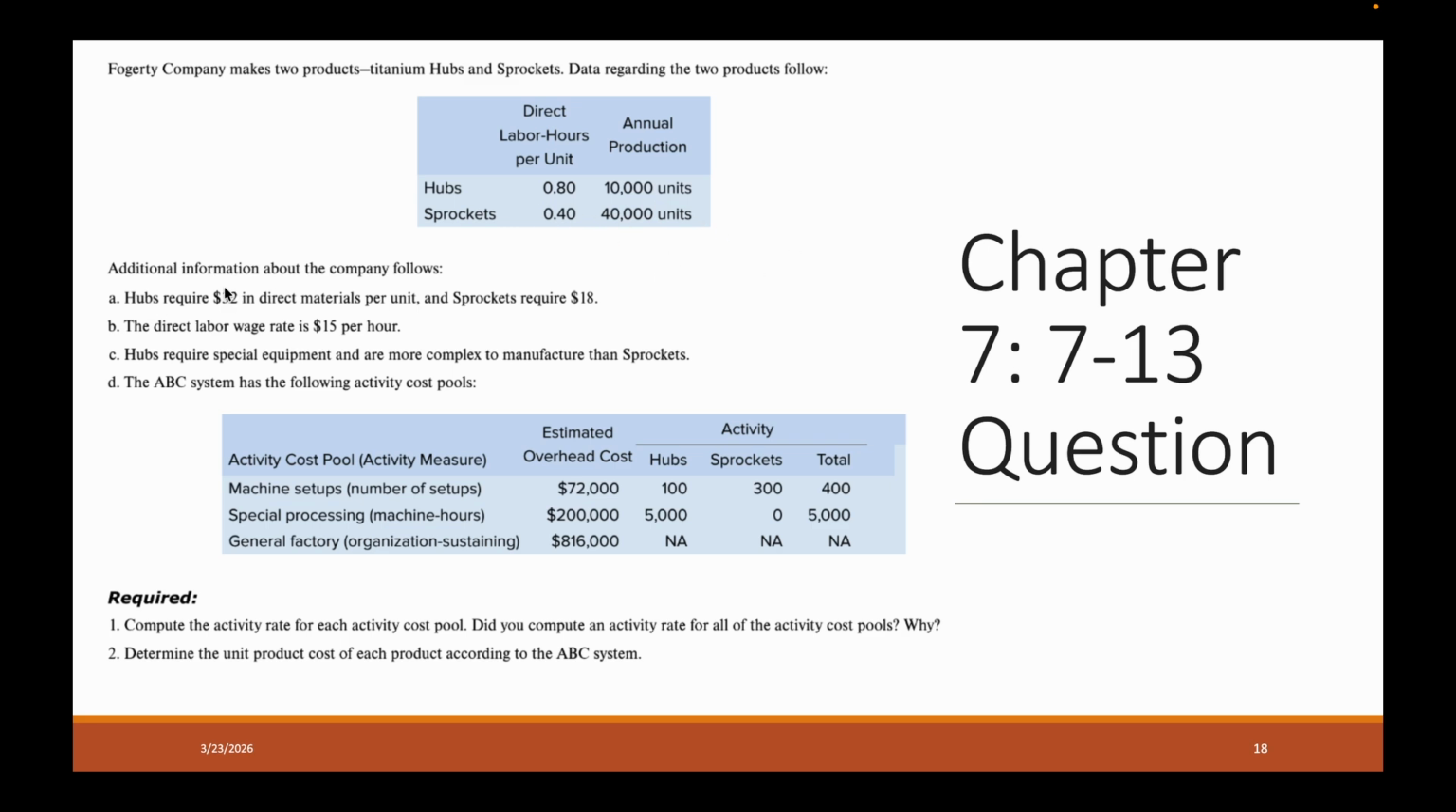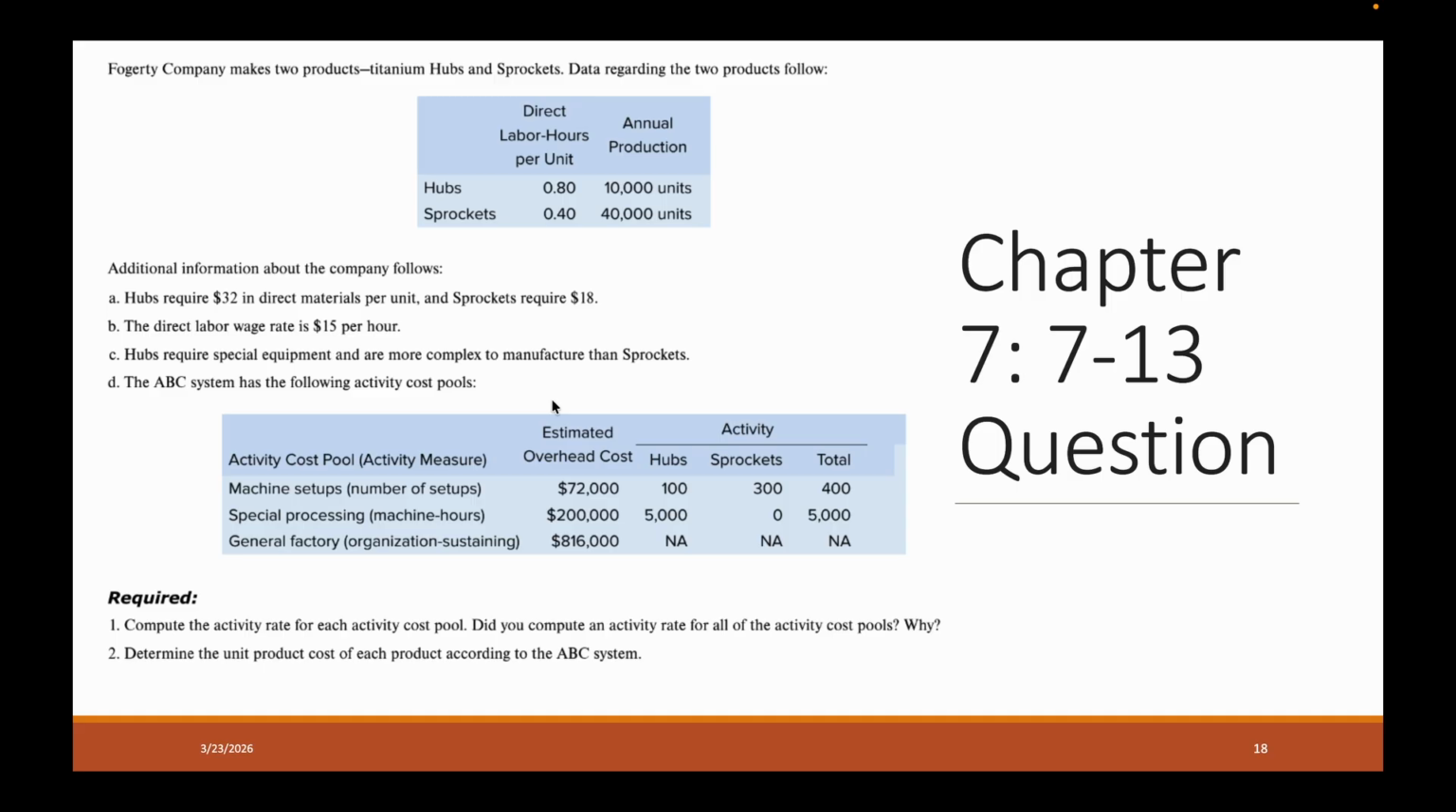Additionally, hubs require $32 in direct materials per unit, whereas sprockets require only $18 per unit of direct materials. The direct labor wage rate is $15 per hour, so we're going to multiply that by the direct labor hours used per unit to find the direct labor for each unit. C, hubs require special equipment and are more complex to manufacture than sprockets. And finally, the ABC system has the following activity cost pools.